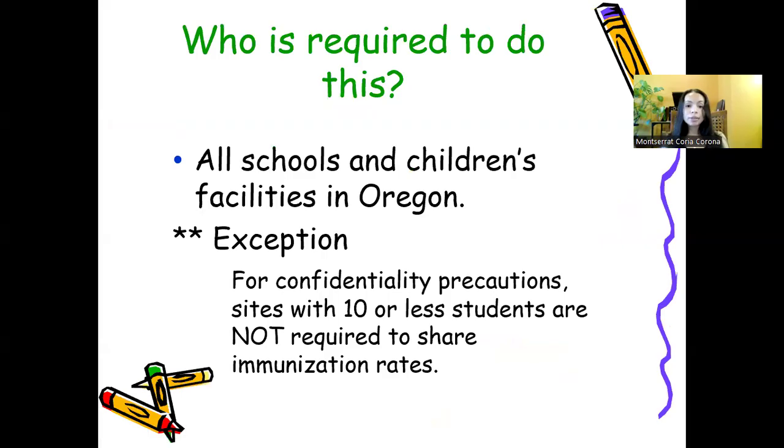And who is required to do this? All schools and children's facilities in Oregon are part of this requirement. That includes both private and public schools. There is the exception of sites that have 10 or fewer students or kids, and this is for confidentiality precautions. So if you have 10 or fewer kids in your adjusted enrollment, you are not required to share your immunization rates.